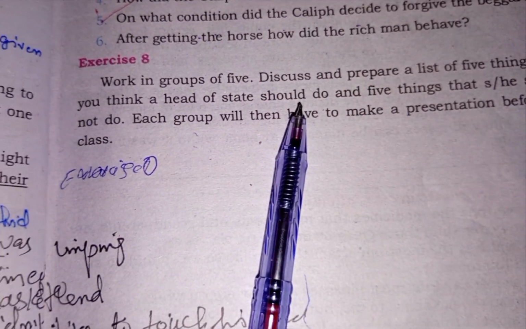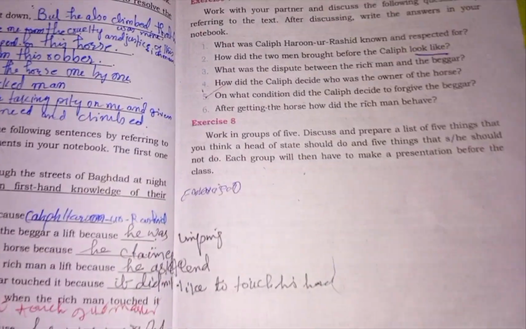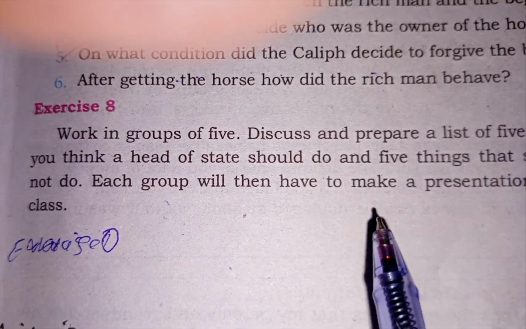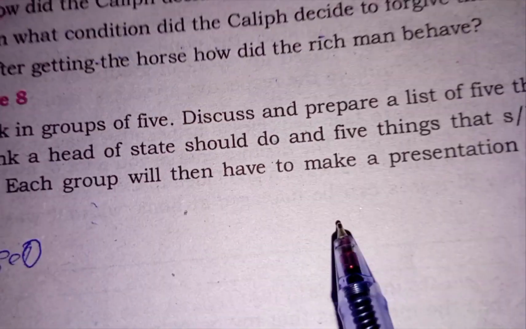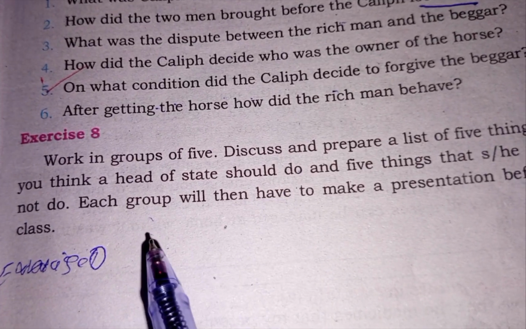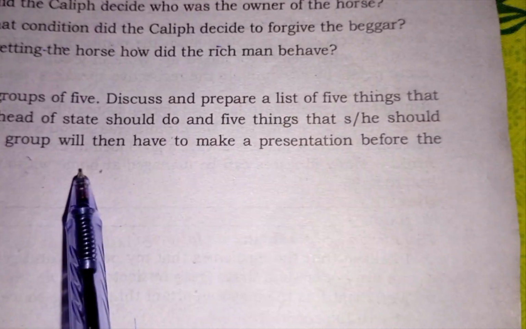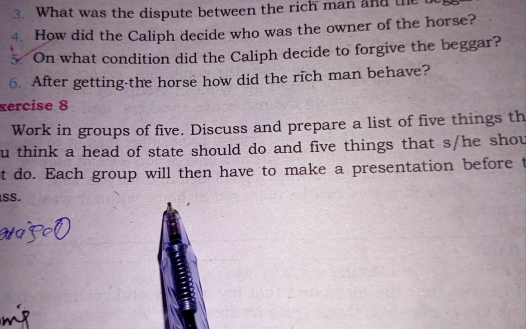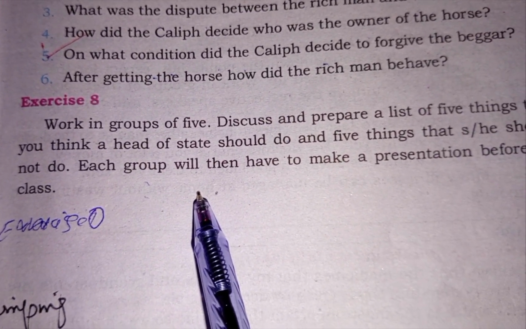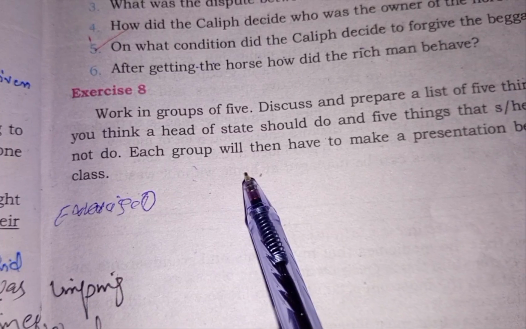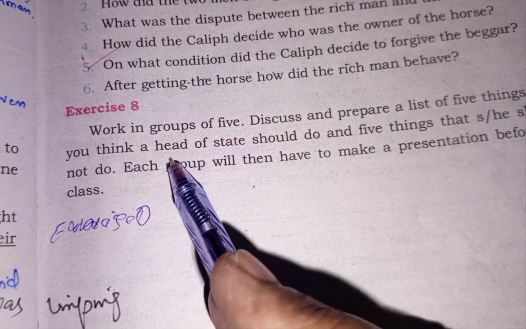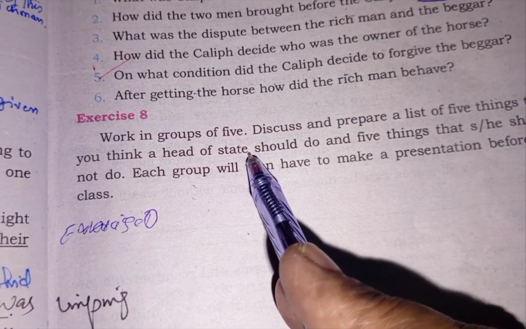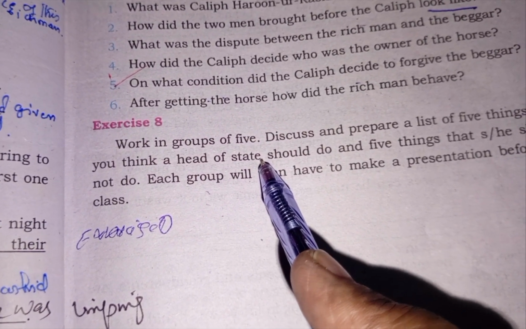Discuss and prepare a list of the actions that should be done by the head of the state. It means we have to make a list of 5 things that the head of the state should do, and in the second column we have to write down the 5 things that the head of the state shouldn't do. So I will tell you one big responsibility of the head of the state. For example, if we are talking about the head of the state of the school, it means a headmaster.